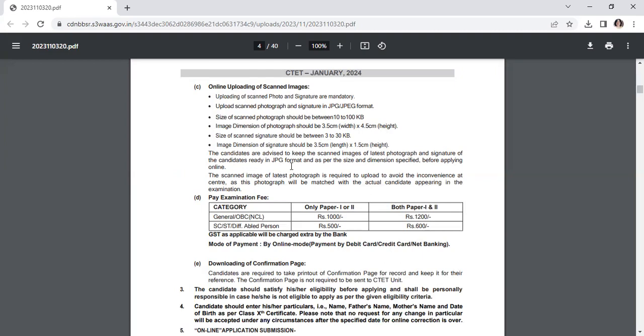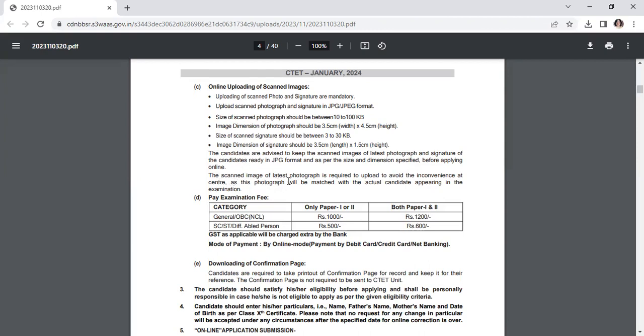The candidates are advised to keep the scanned images of latest photograph and signature ready in JPG format, as per the size and the dimension specified, before applying online. See, all the details related to scan images are given here. According to that only, you are going to upload the images.